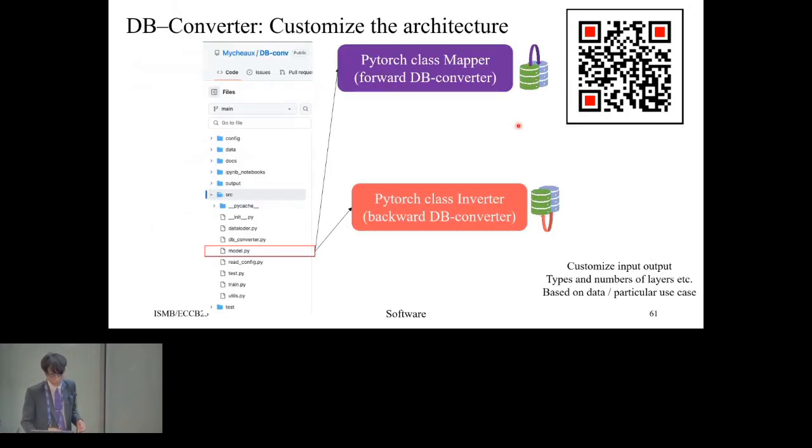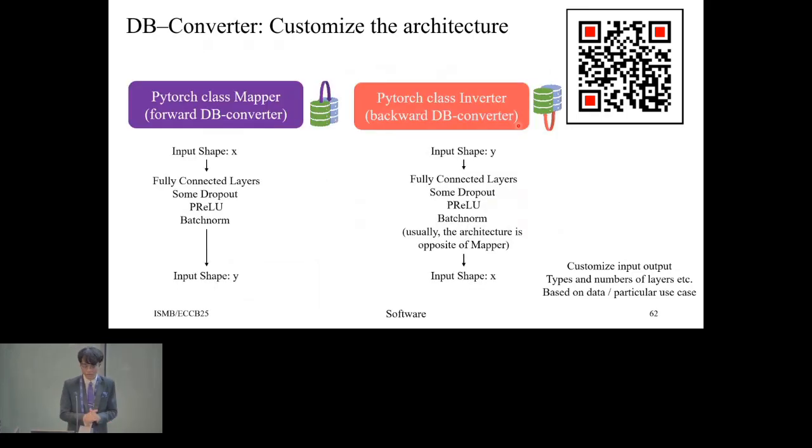Inside the source code, you see model.py. It has two classes. One is for the forward DB converter or mapper, and the other is for the inverter, or the backward DB converter. Based on what kind of data you have, how big your input and output size is, and the number of variables, you might need to change them. For now, it is just a fully connected neural network with PReLU, batch norms, and some dropout layers. One important thing is that however I design the mapper, my inverter is just a flipped version of that.